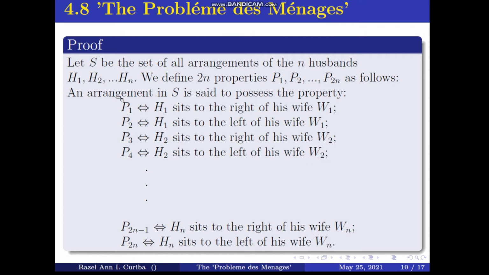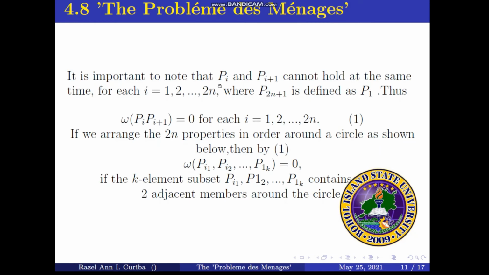Up to P sub 2n minus 1, if and only if husband n sits to the right of his wife, W sub n. P sub 2n, if and only if husband n sits to the left of his wife, W sub n. It is important to note that P sub i and P sub i plus 1 cannot hold at the same time, for each i equal to 1, 2 up to 2n, where P sub 2n plus 1 is defined as P1. Thus, we have omega of P sub i and P sub i plus 1 is equal to 0 for each i equal to 1, 2 up to 2n.